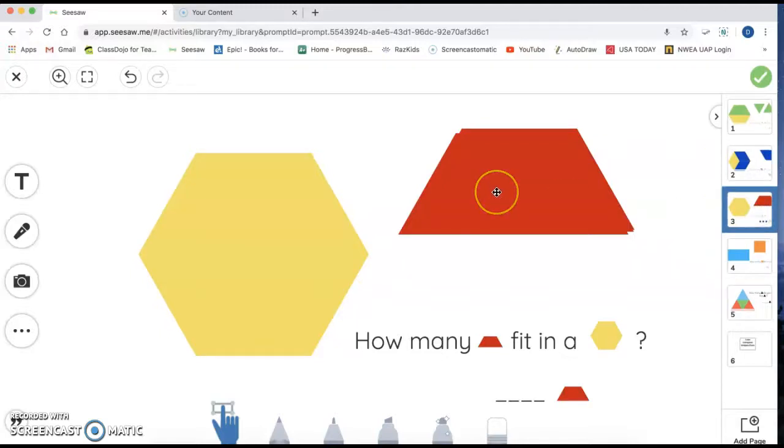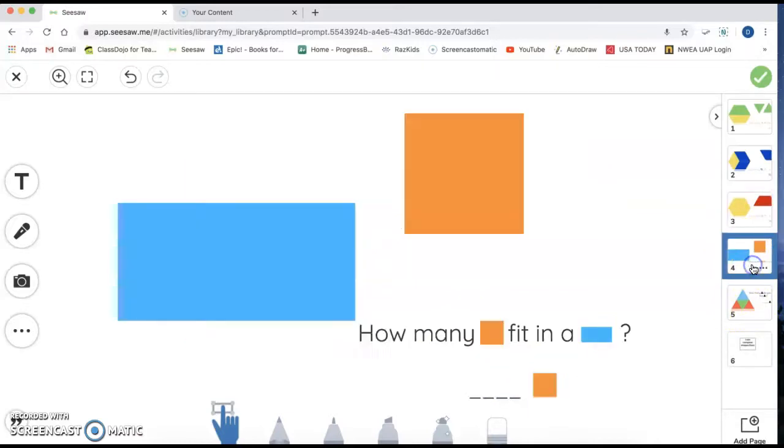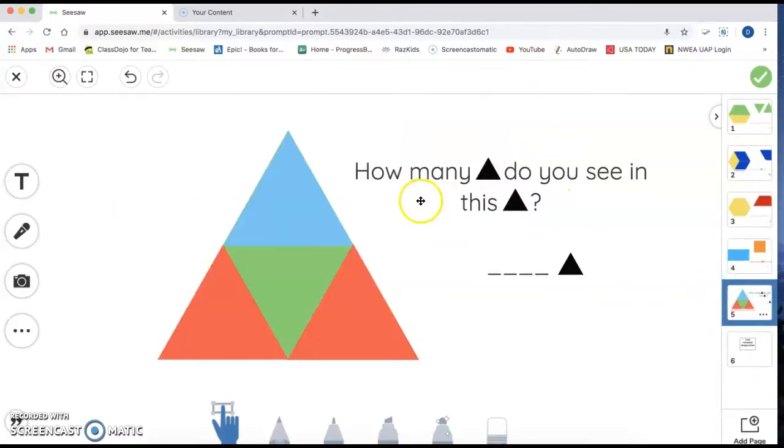All right, then you're gonna go to make a hexagon using trapezoids. So once you fill this hexagon, write the answer on the blank line. Then I want you to tell me how many squares fit in a rectangle by moving the square in and filling the space. Lastly, I want you to tell me how many triangles do you see in this triangle? So do you see the whole triangle here? How many triangles are inside? And you're going to write the answer on this line.